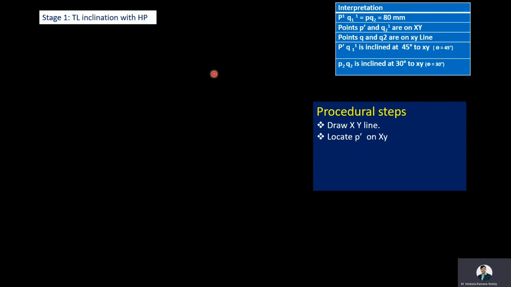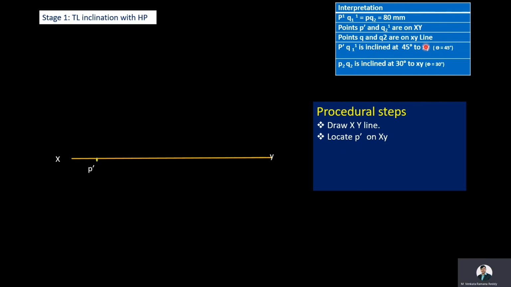Stage 1. As a first step in stage 1, draw the XY line. After drawing the XY line, read the data supplied in the problem. In the problem, it is mentioned that one end of the line, say P, is on HP, so its image falls onto the XY line. Then locate the point P's front view image, say P dash, on the XY line.